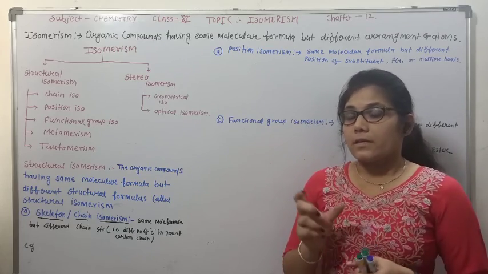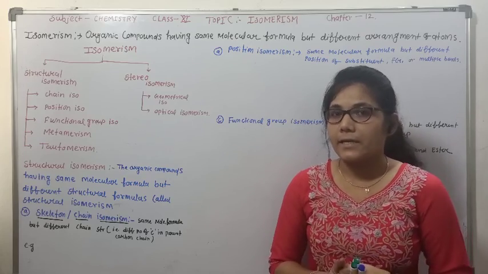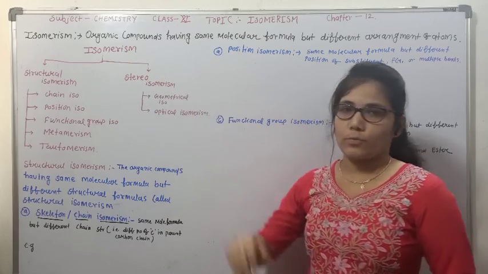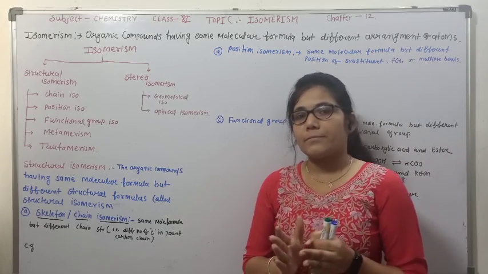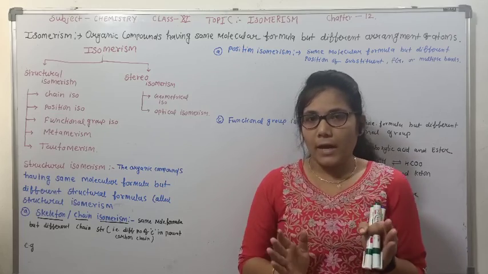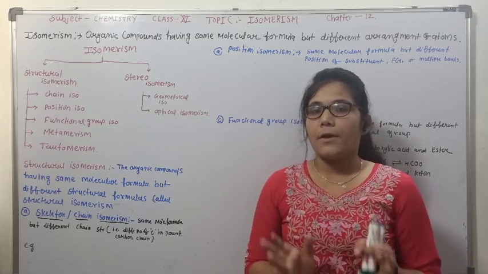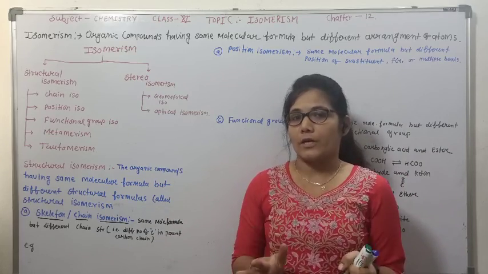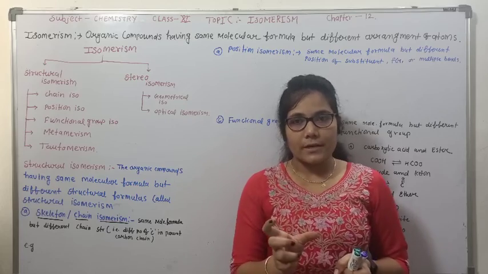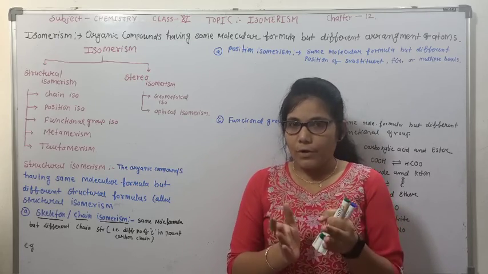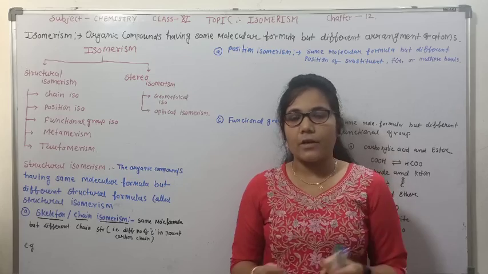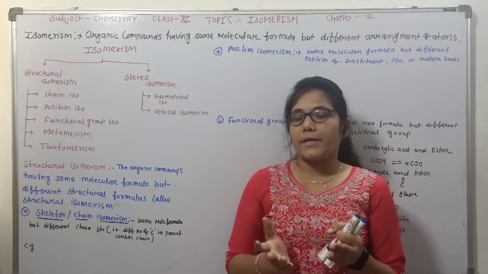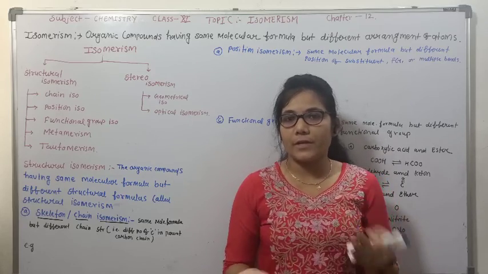Now, isomerism is basically classified in two ways: structural isomerism and stereoisomerism. Structural isomerism tells us that the compounds have the same molecular formula but different structures. Different structures means what? The structures differ in the number of carbons in the parent chain, or the position of the substituent or functional group, or the position of the different chain.